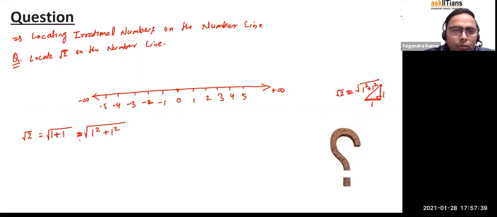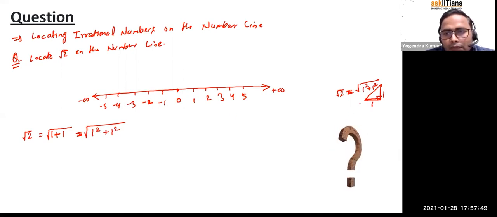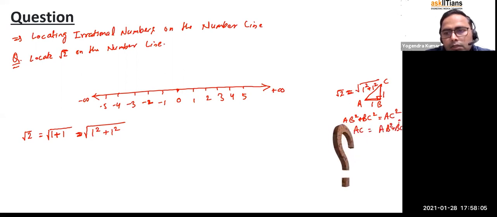Using the Pythagoras theorem, I can see a pair of two numbers whose squares sum gives the root form like this. If the triangle is abc, then ab square plus bc square is equal to ac square. So ac can be written as the root of ab square plus bc square.